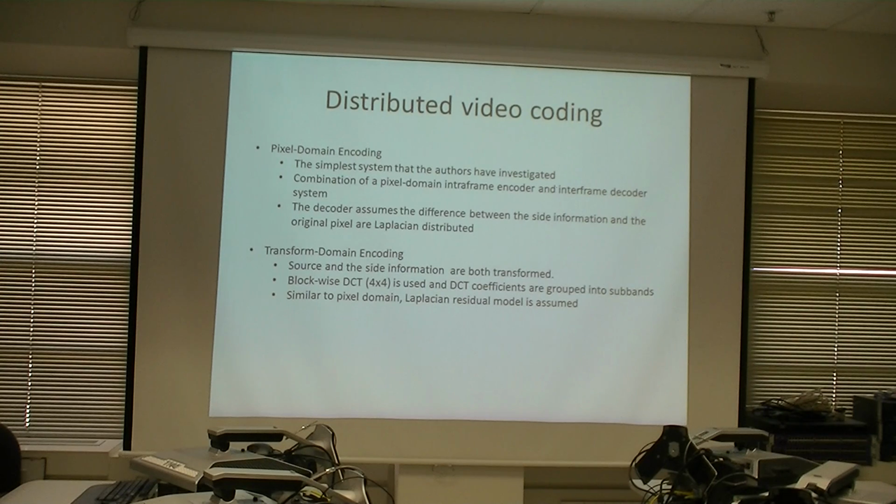Normally, there are two instantiations of distributed video coding: pixel domain encoding and transform domain encoding. For pixel domain encoding, the bitplanes of the pixels will be compressed directly, but for transform domain encoding, the pixels will be transformed by a DCT transform, and then the transform coefficients will be grouped into subbands. Only the subbands containing the most important information will be encoded, while the subbands with few important information will be discarded. And usually the transform domain DVC will have a better performance than the pixel domain DVC.